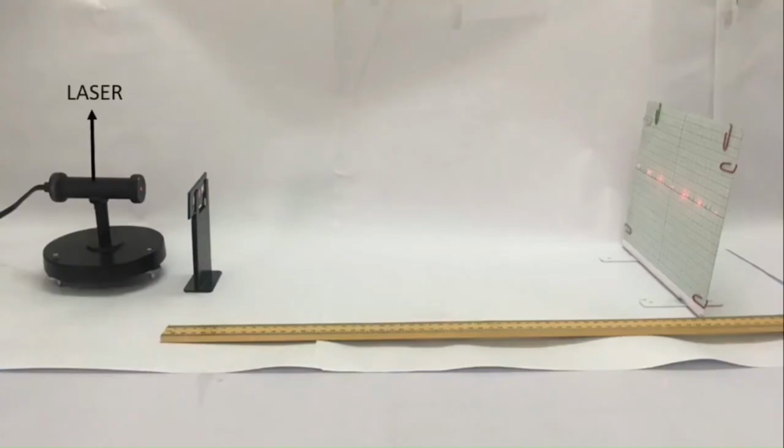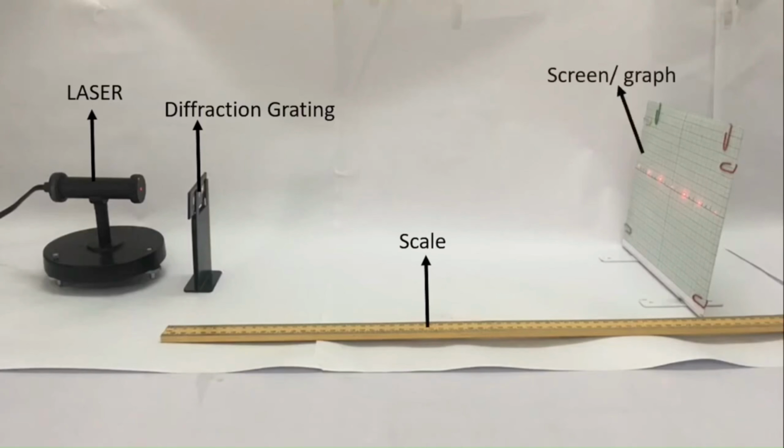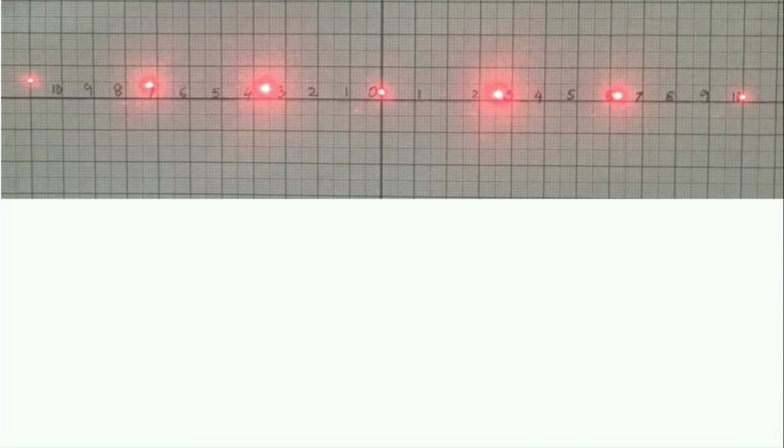Apparatus required: laser, diffraction grating or grating plate, long scale, screen or graph. The screen is placed 1 meter away from the diffraction grating, and the laser is adjusted in such a way that it will make a normal incidence on the grating plate. After getting diffracted, the image or the diffraction pattern is caught on the screen. It is as shown.